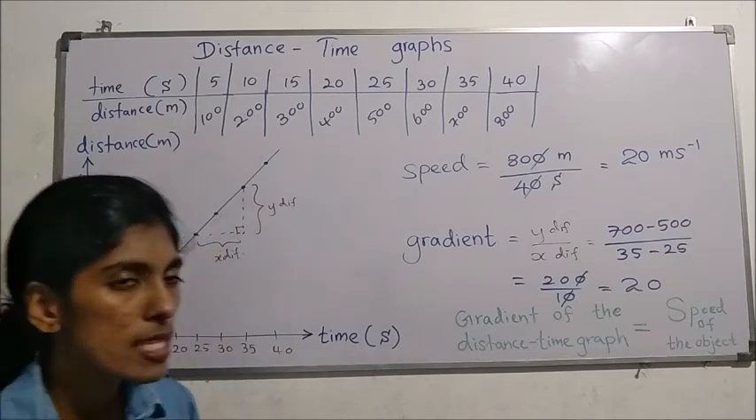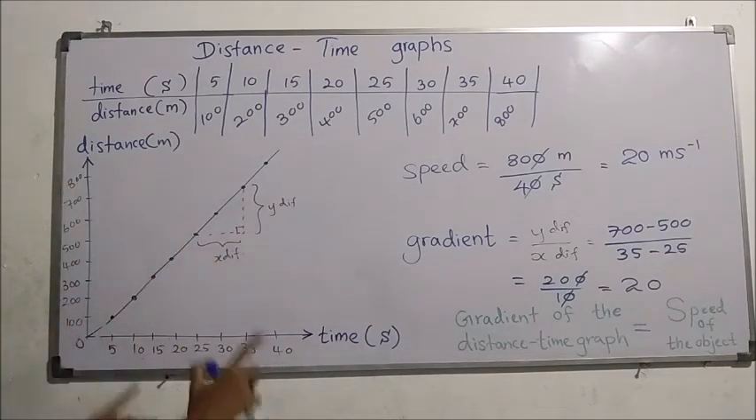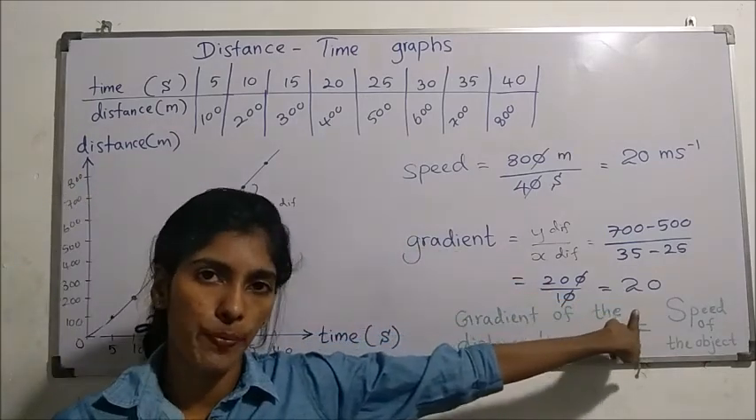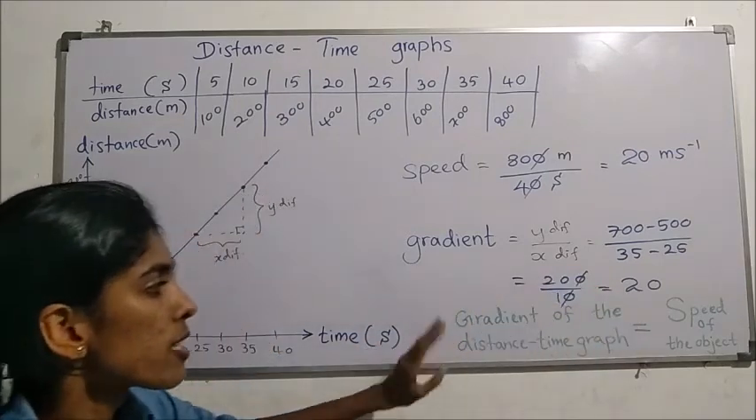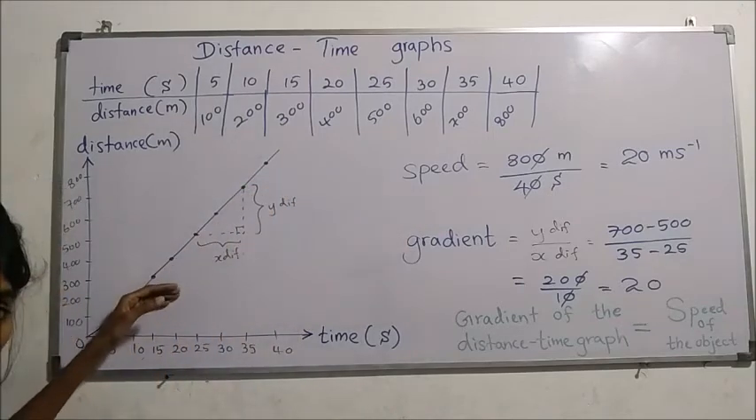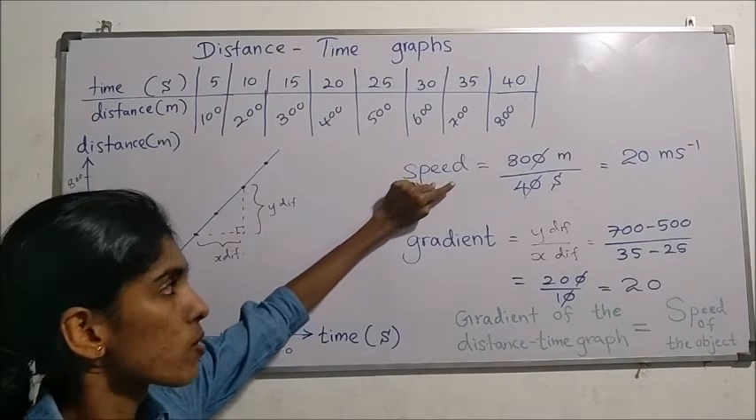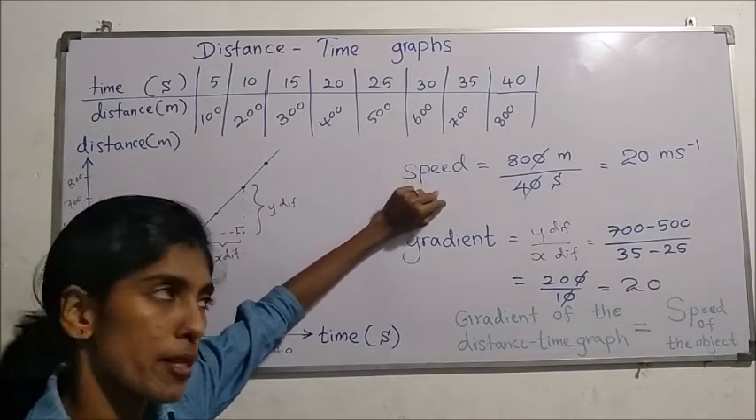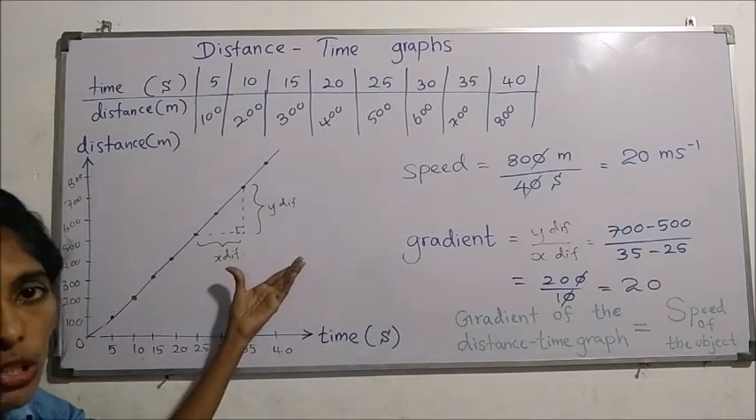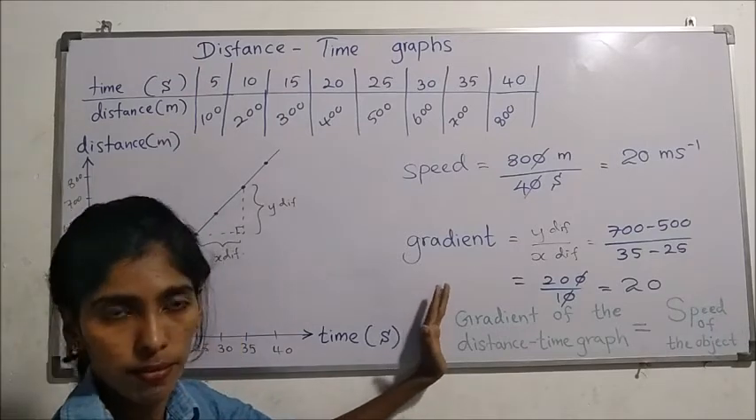Now, what can you decide here? I told you earlier, you can select any 2 points that you want and get this result, the same result will come. What is the final conclusion that we can get from here? The gradient of the drawn straight line is equal to the speed of the vehicle or the object. Remember that. The same speed is coming with the gradient of the straight line also. This is the final result we are getting. Remember that.